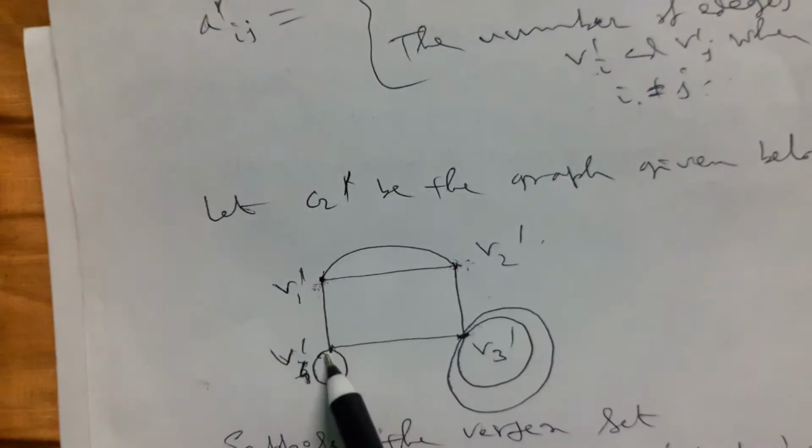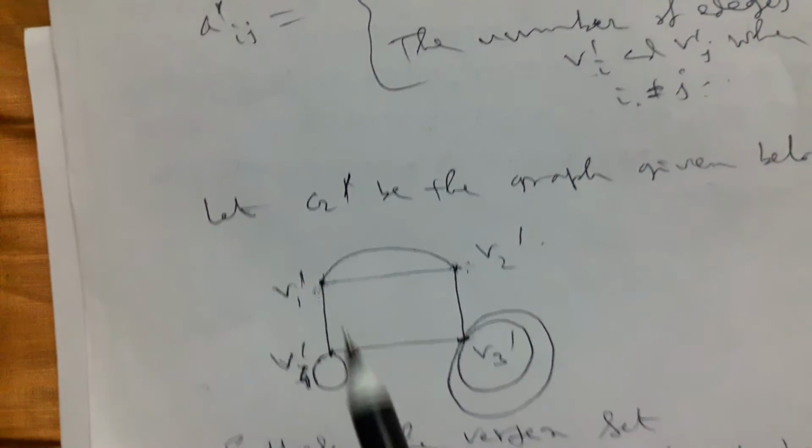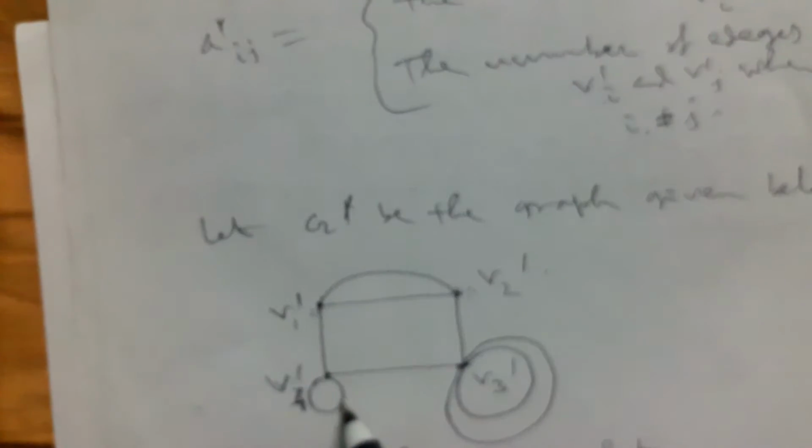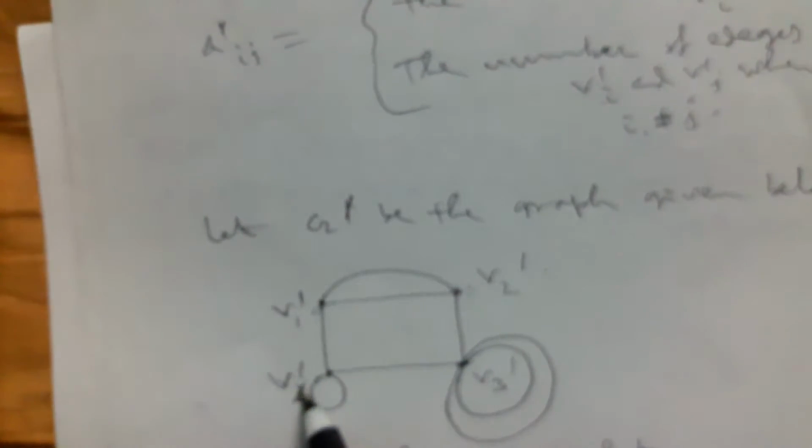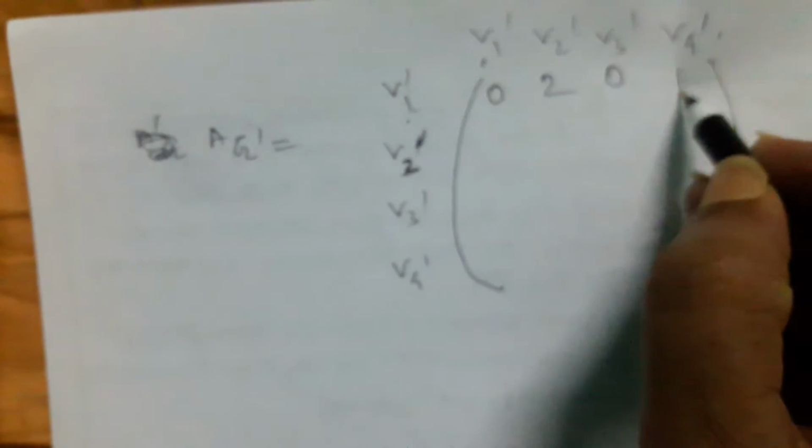V1 dash and V4 dash. Here we consider only one edge, because the loop is only at V4 and that is a self loop. So we can only consider it as 1. V1 dash and V4 dash will be 1.